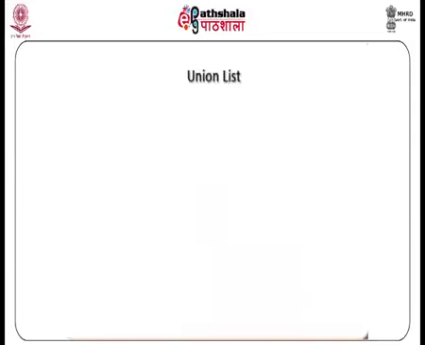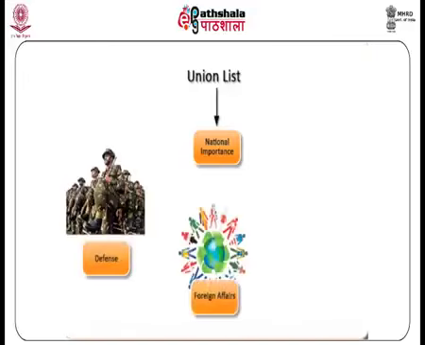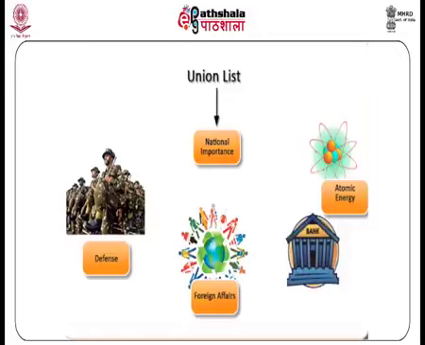Let us first discuss the union list. It consists of subjects on which the central government of the Indian Parliament can make laws. These subjects included in the list are of national importance. These include subjects such as defense, foreign affairs, atomic energy, banking, post, and telegraph. The central government has the power to make laws on these subjects at all times and also during emergencies. There are 97 subjects on which the central government can make law.